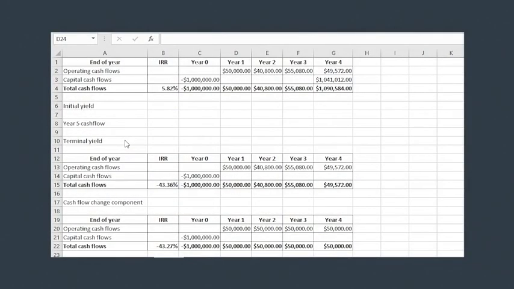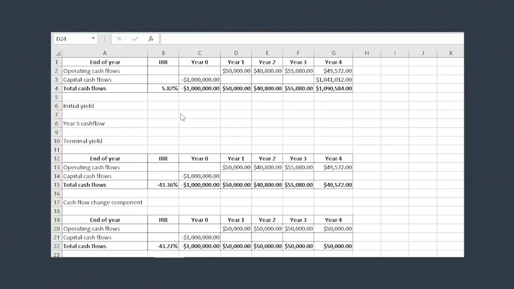Now let's walk through the mechanics of how we compute the IRR components. Let's continue with the simple numerical example of a multi-period property investment that we looked at previously. Recall that the IRR is calculated as 5.82% based on the initial capital cash flow, the operating cash flows, and the terminal capital cash flow. We now want to separate this IRR of 5.82% into its three major components.